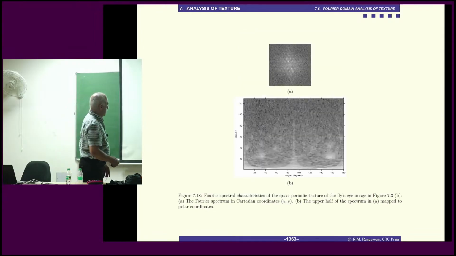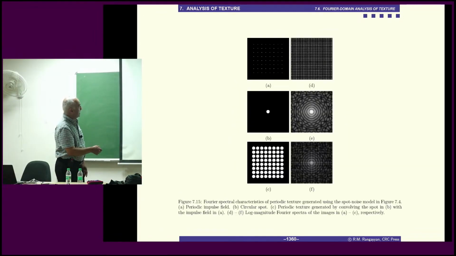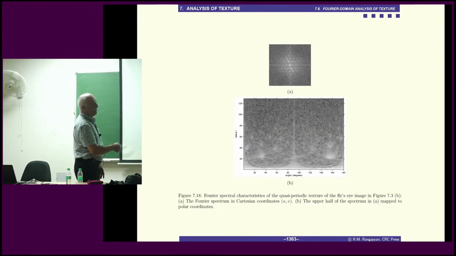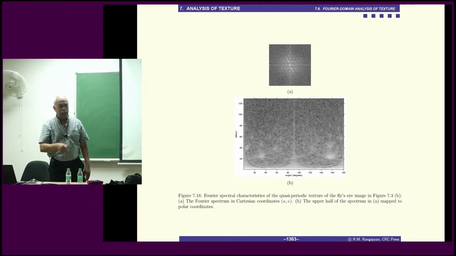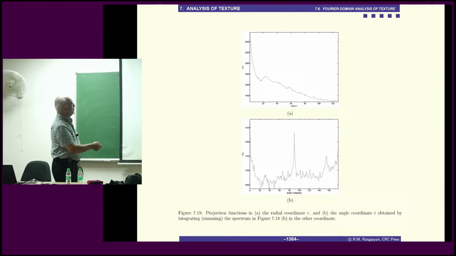This is the Fourier transform of the fly's eye, and it has periodicity, so you see these spots. It's not as strong as here. You don't see all of this detail. This is a real image of the fly's eye with those patterns that I showed earlier. And converting to polar coordinates, I don't see much advantage. You see some spots here, but I think it's more evident here in this case. And getting the marginals did not really help in this case.